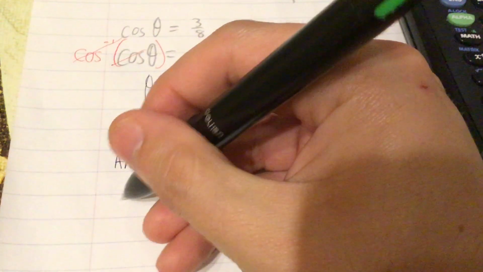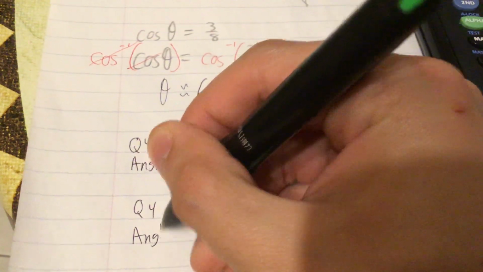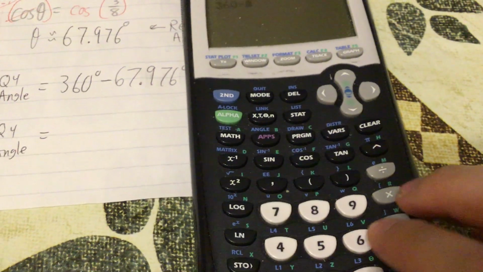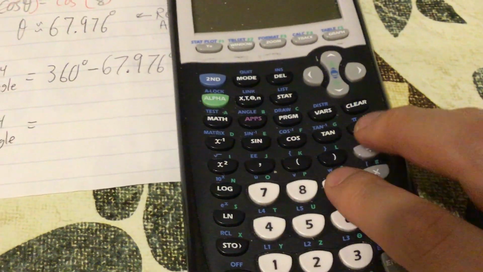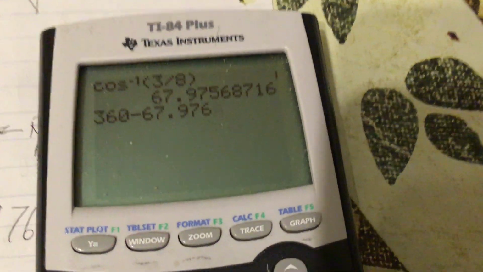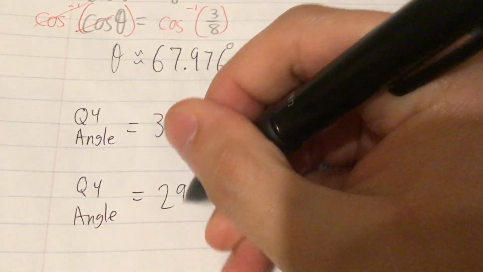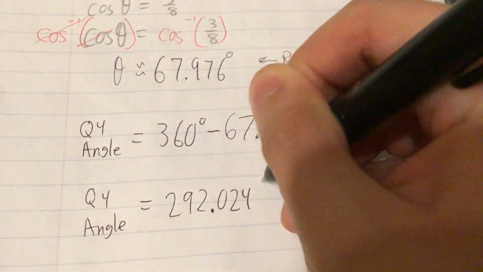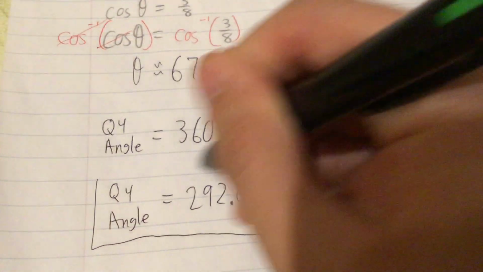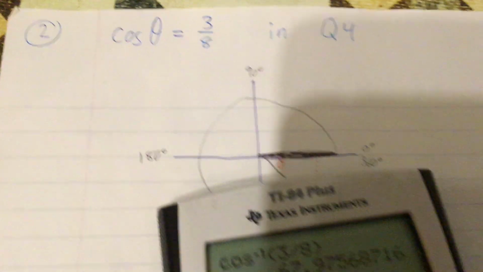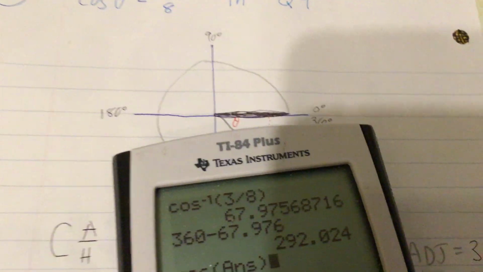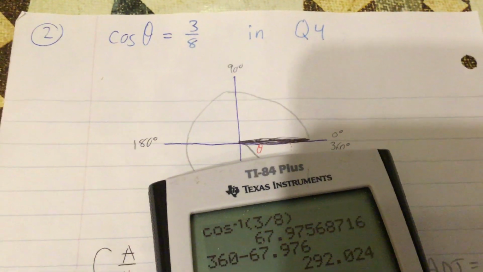And now we're going to confirm. So 360 minus 67.976 is going to be 292.024 degrees. And if you want to check your work, see if the cosine of your angle, cosine of 292.024, should match up with 3/8.